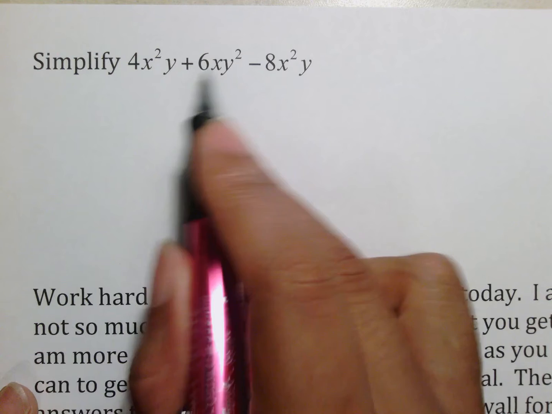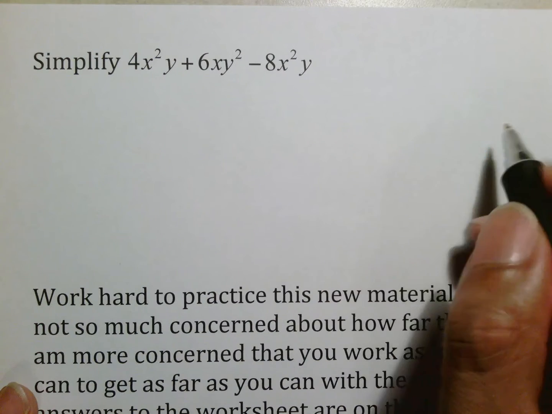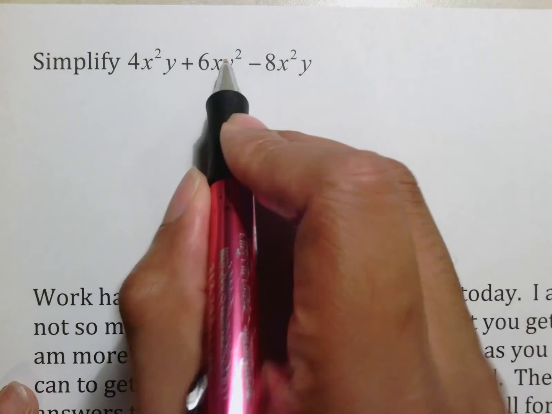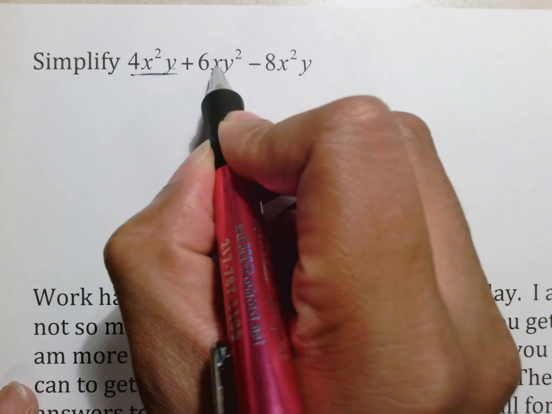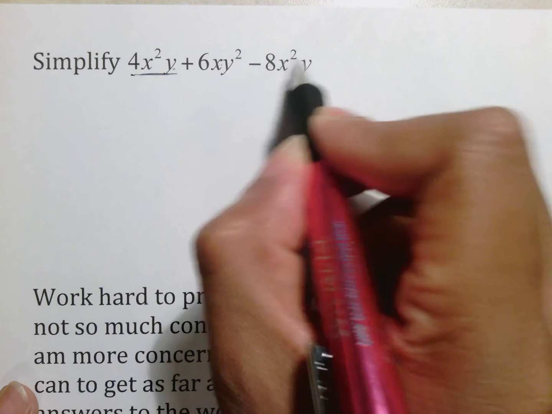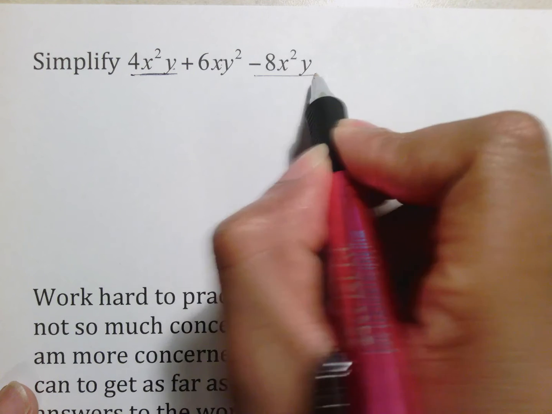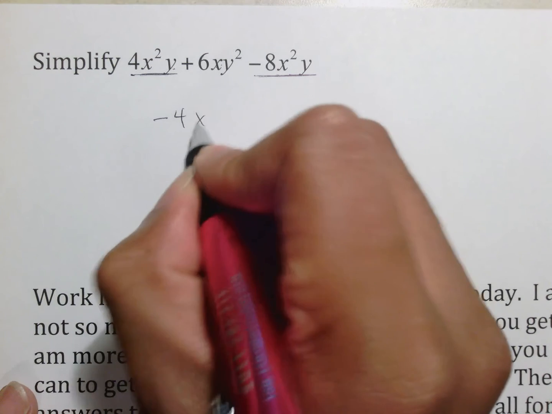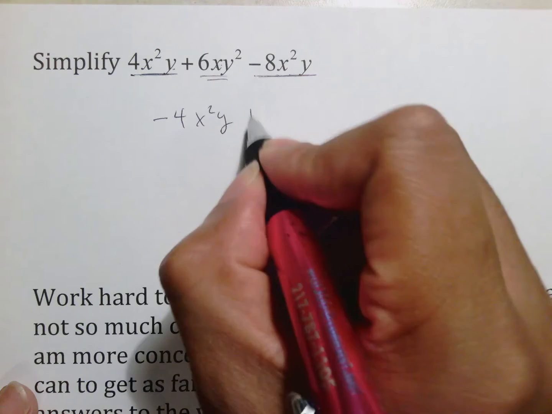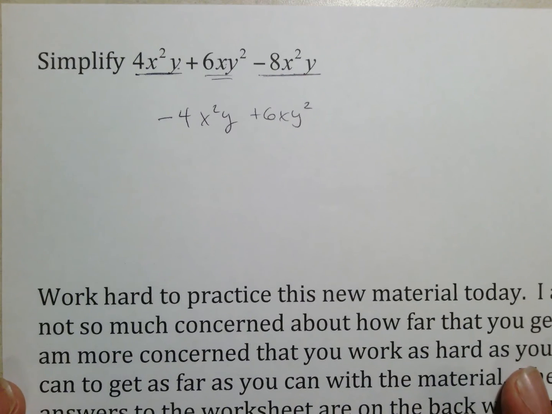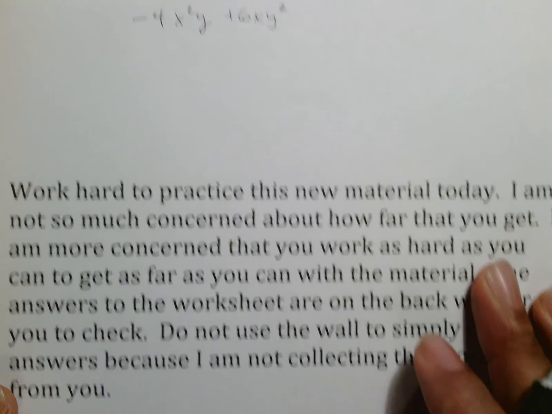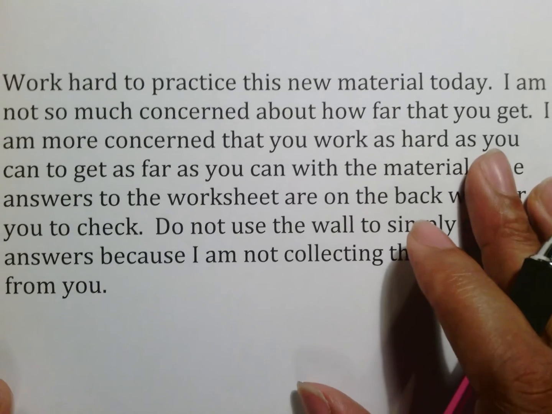Simplify 4x squared y, 6xy squared, minus 8x squared y. Keep in mind these all cannot be put together. You must read carefully. This has 2 x's and 1 y. This has 1 x and 2 y, so these are not the same. This has 2 x's and 1 y, which means that these two are the same. And so you end up with -4x squared y plus 6xy squared.